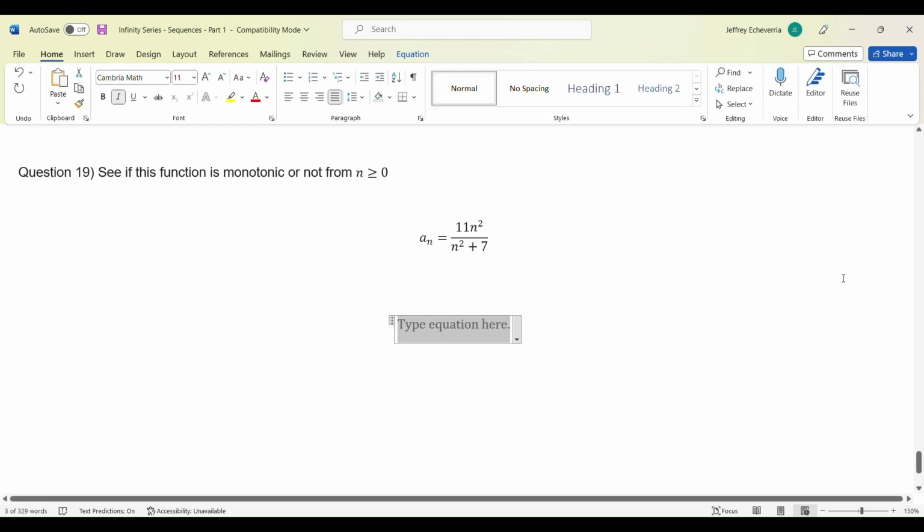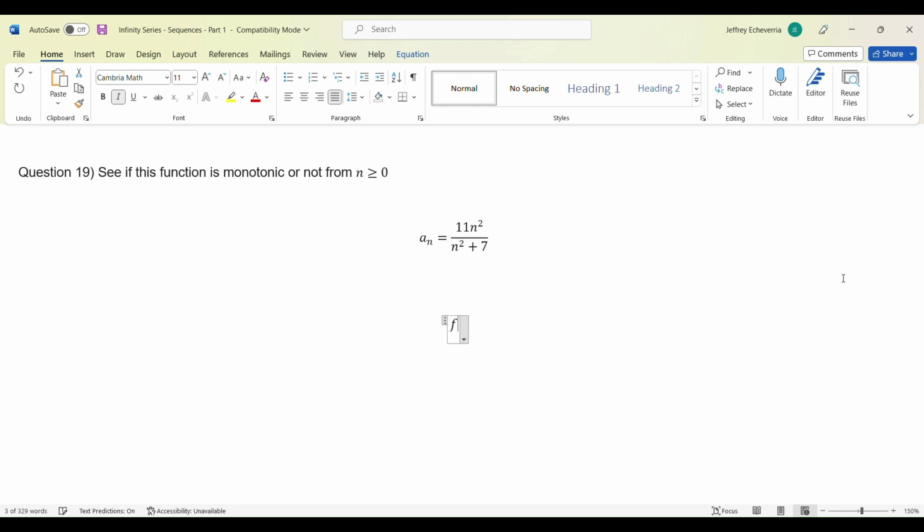For question 19, see if this function is monotonic or not. So let's write this in its continuous form. We'll have 11x squared on top and x squared plus 7 on the bottom. The easiest thing to do is use the quotient rule. So d/dx of g of x on top and h of x on the bottom leads us to g prime of x times h of x minus g of x times h prime of x, and then h squared on the bottom.